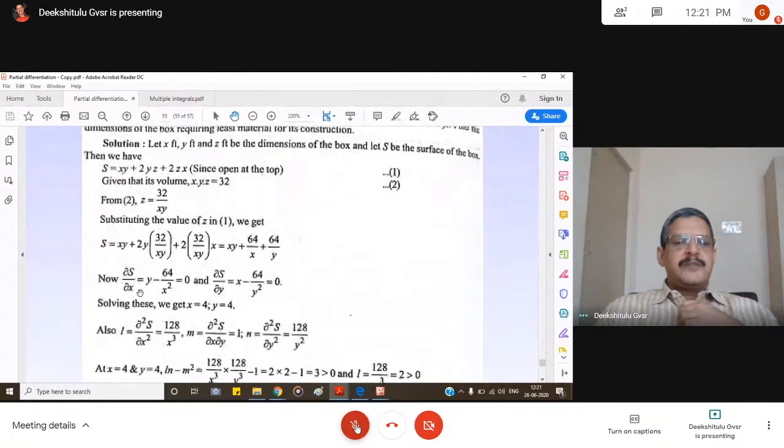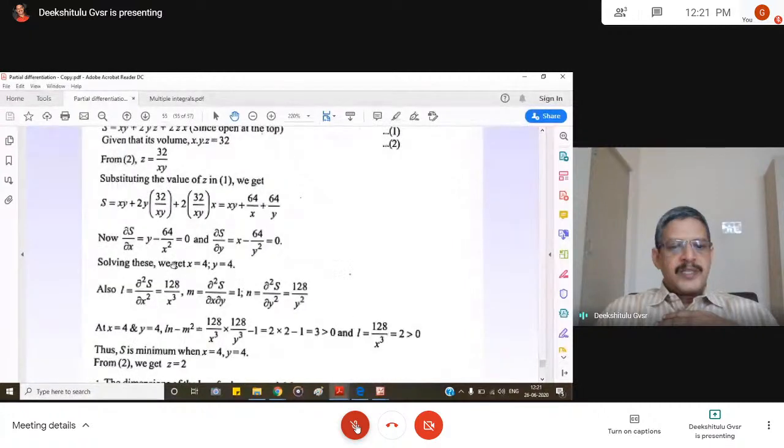So dou s by dou x is y minus 64 by x square is equal to 0. Dou s by dou y is x minus 64 by y square is equal to 0. Solving these two equations, we get x is equal to 4, y is equal to 4. Then find the second derivatives. So this is the extreme point. Then we have to find maximum or minimum. For that, the ln minus m square test. So L is dou square s by dou x square, that is 128 by x cube. M is dou square s by dou x dou y, that is 1. And n is dou square s by dou y square, which is 128 by y cube.